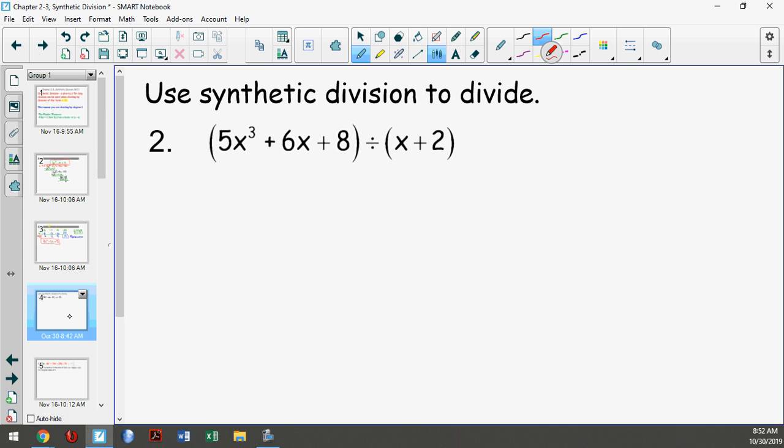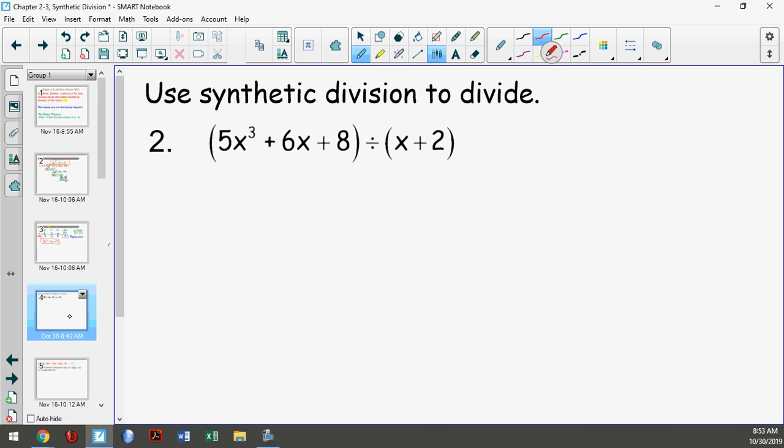So here we go. We're going to do number 2 on tonight's homework. The directions on number 2 say use synthetic division to divide. Now I'll go ahead and pass out your homework to you now. I want you to go ahead and keep doing these in your notes, because that way you can read the directions and you know exactly what the directions are stating in tonight's homework.